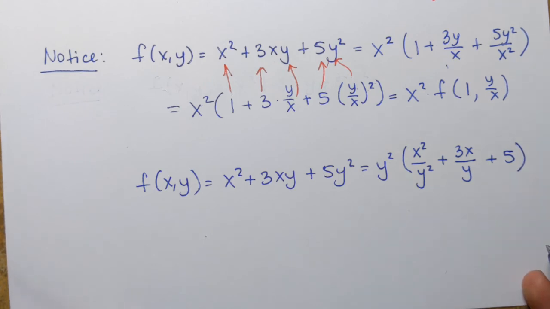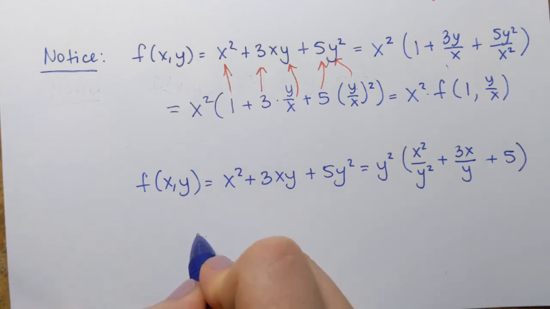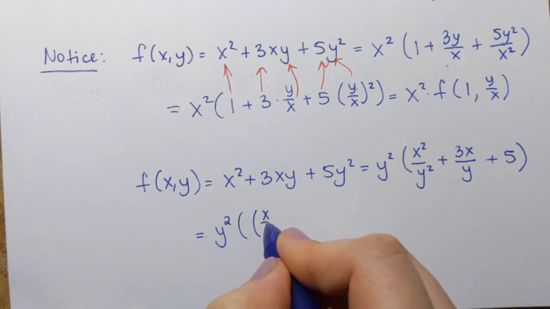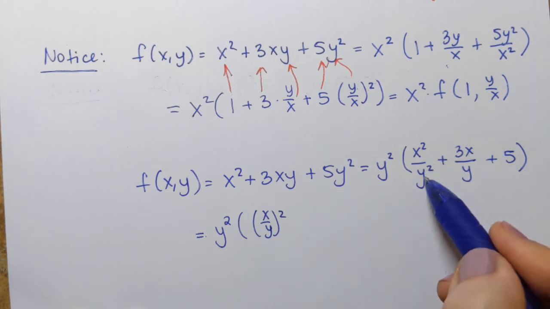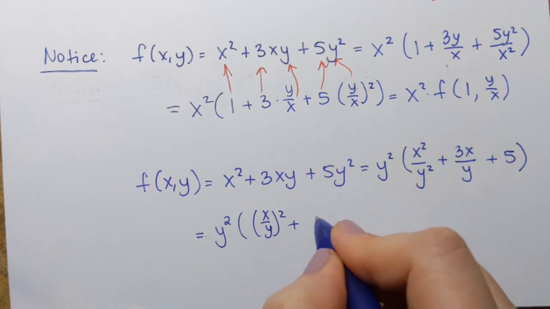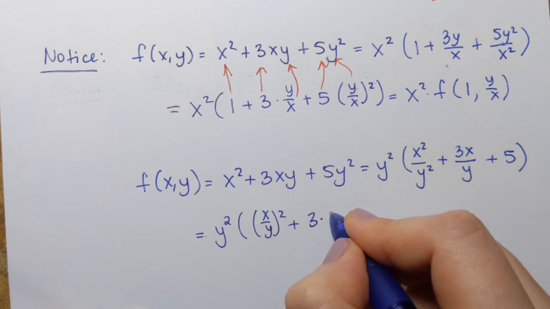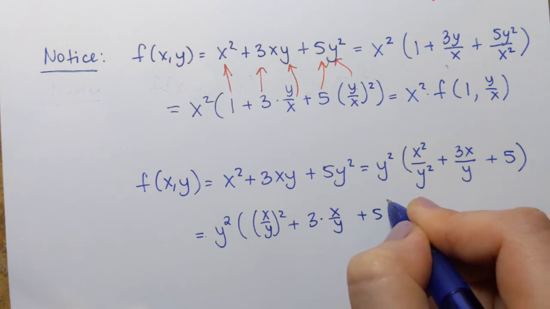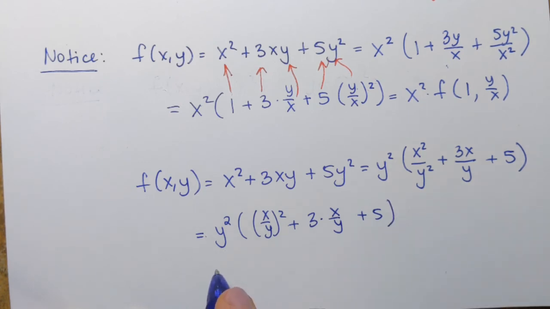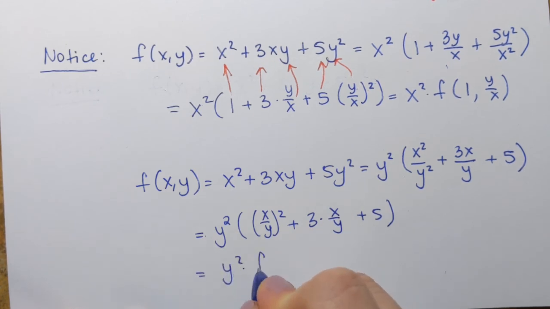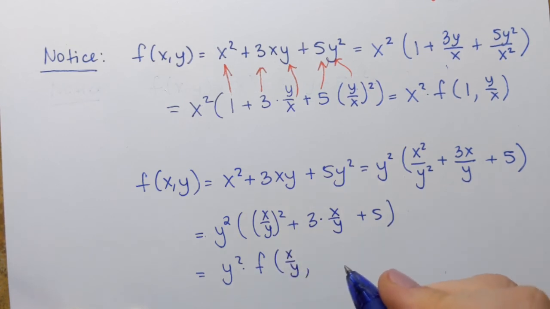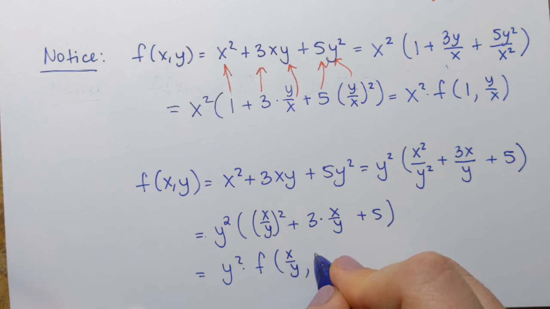for the last term. And now I'm gonna once again rewrite this result this way. Y squared equals, then I'm gonna put x over y squared instead of x squared y squared, plus 3 in the front and then times xy, and then plus 5. And this time I'm claiming that what we obtain here is the following. It's y squared times our function, where x is replaced with x over y, and then y is replaced with 1.